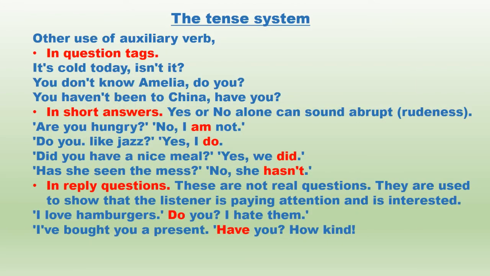Verbs like be, do, and have can also be used in another way, like in question tags, for example, isn't it, do you, have you, or in short answers. Yes or no alone can sometimes sound abrupt or rude. So it's better to answer in a more polite way, using an auxiliary verb to answer the question. For example, are you hungry?